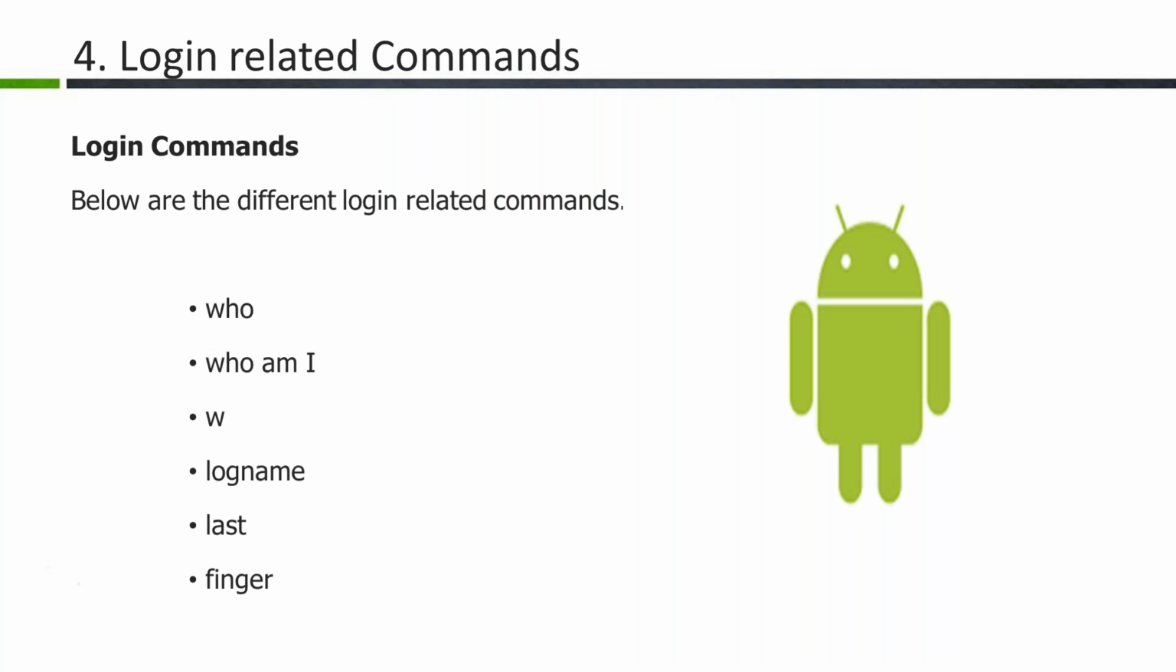Who am I will display, I am asking myself, so my login details only it will display. w will display who related only, but something extra, who are not available currently, that information also it will come. Logname is our login name. Last shows who recently logged in. Finger, who command means who are logged in, with the address also, office address. So these are 6 login related commands.